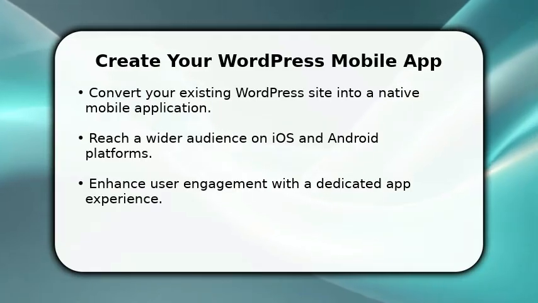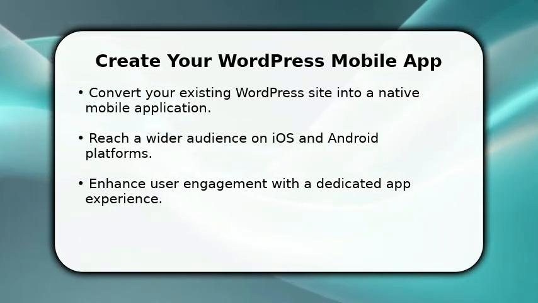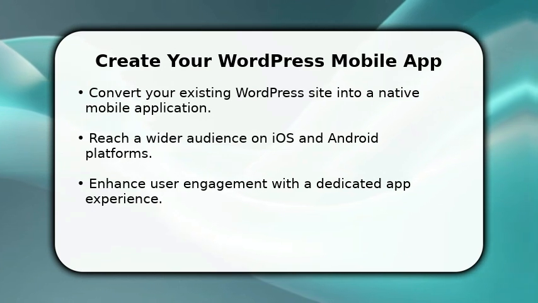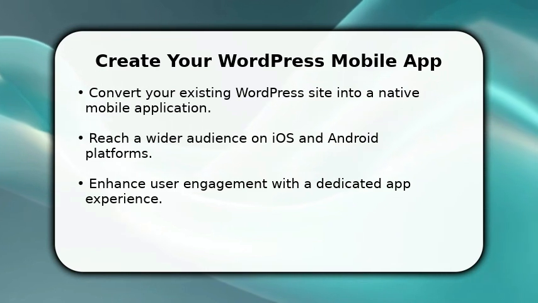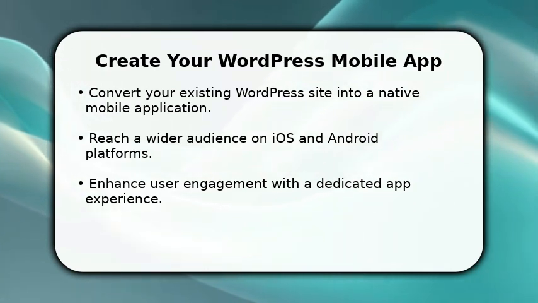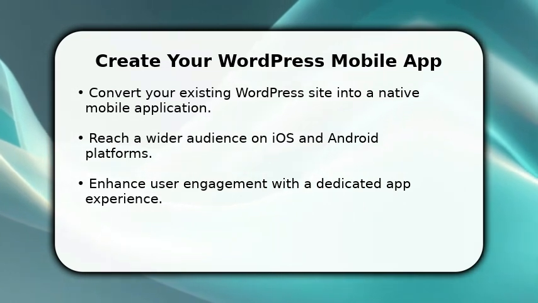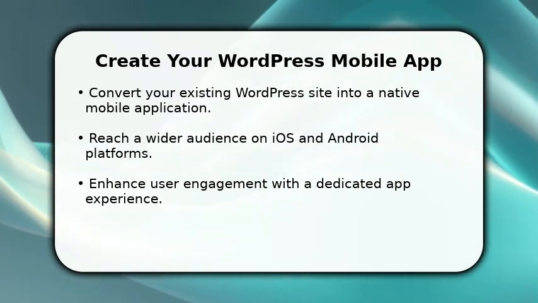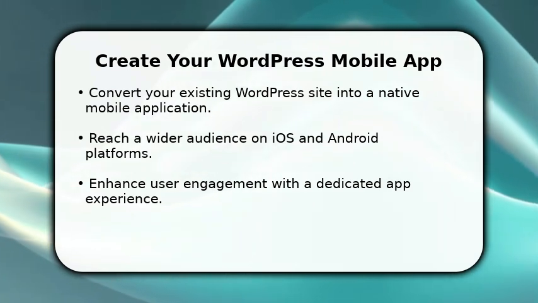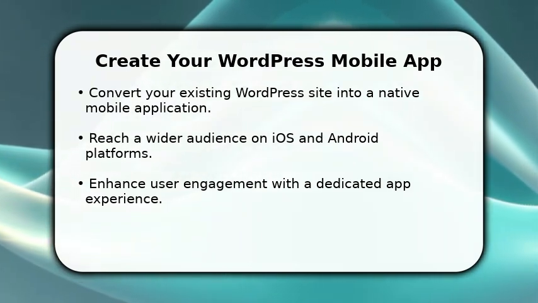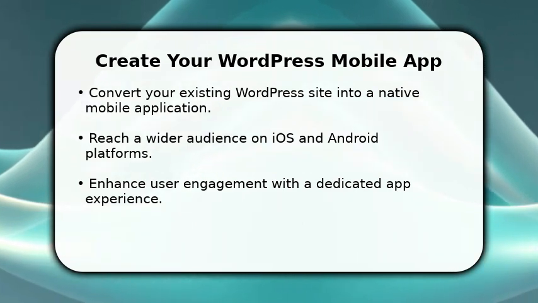In this video, I will explain how to create a WordPress mobile app. To begin, understand that the most efficient and effective method involves utilizing specialized platforms or plugins designed for this conversion. This approach allows you to transform your existing WordPress website into a fully functional native mobile application for both iOS and Android users. It's a streamlined process that saves significant development time and resources, making mobile app creation accessible to many.